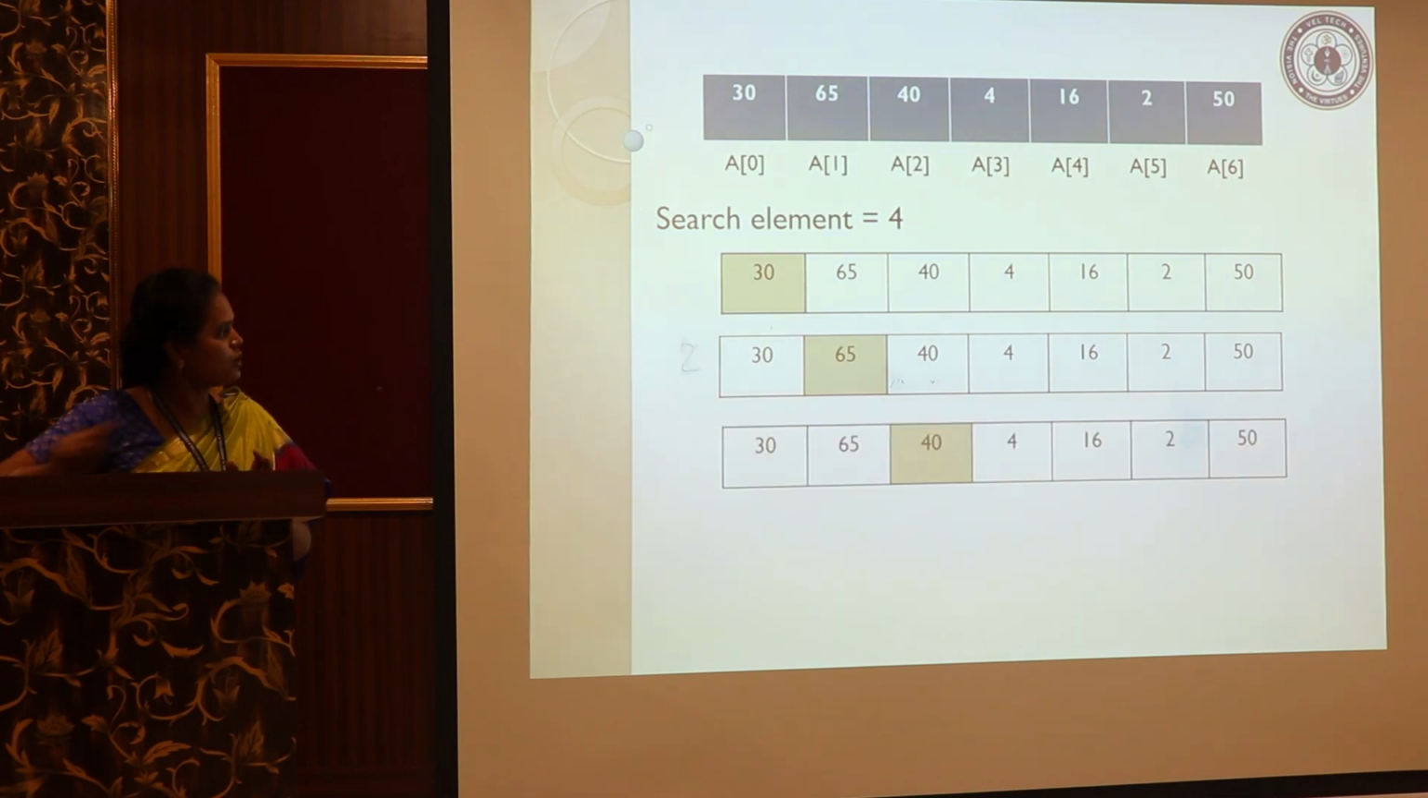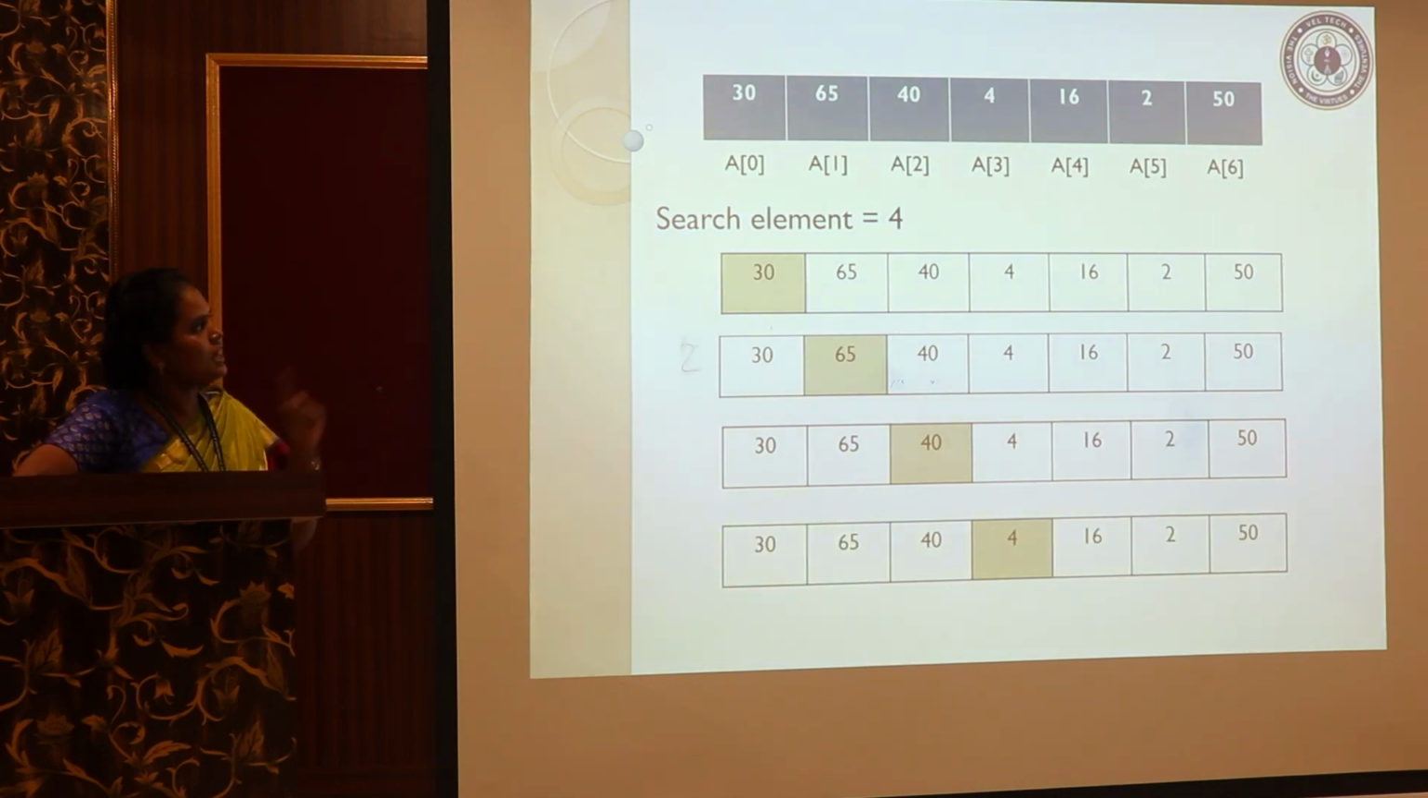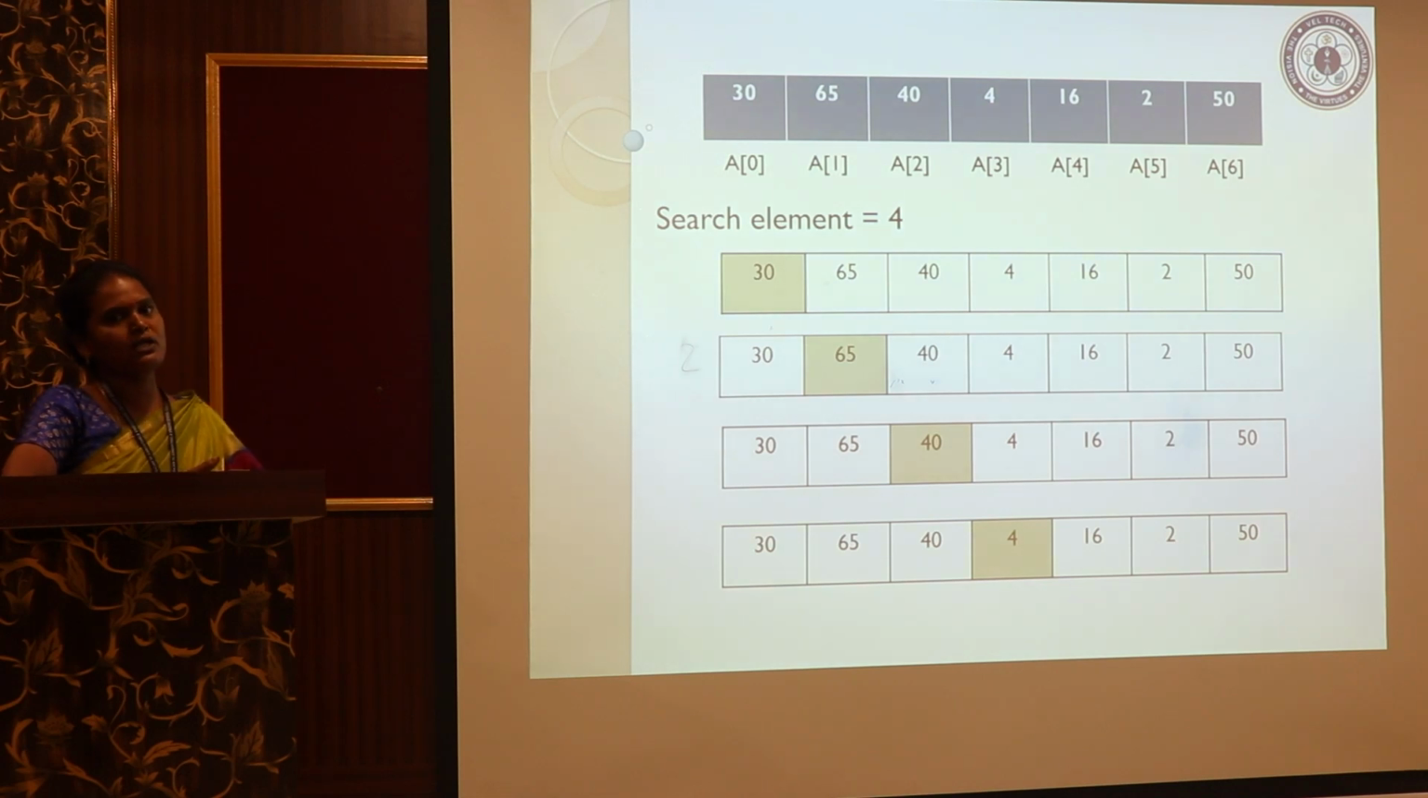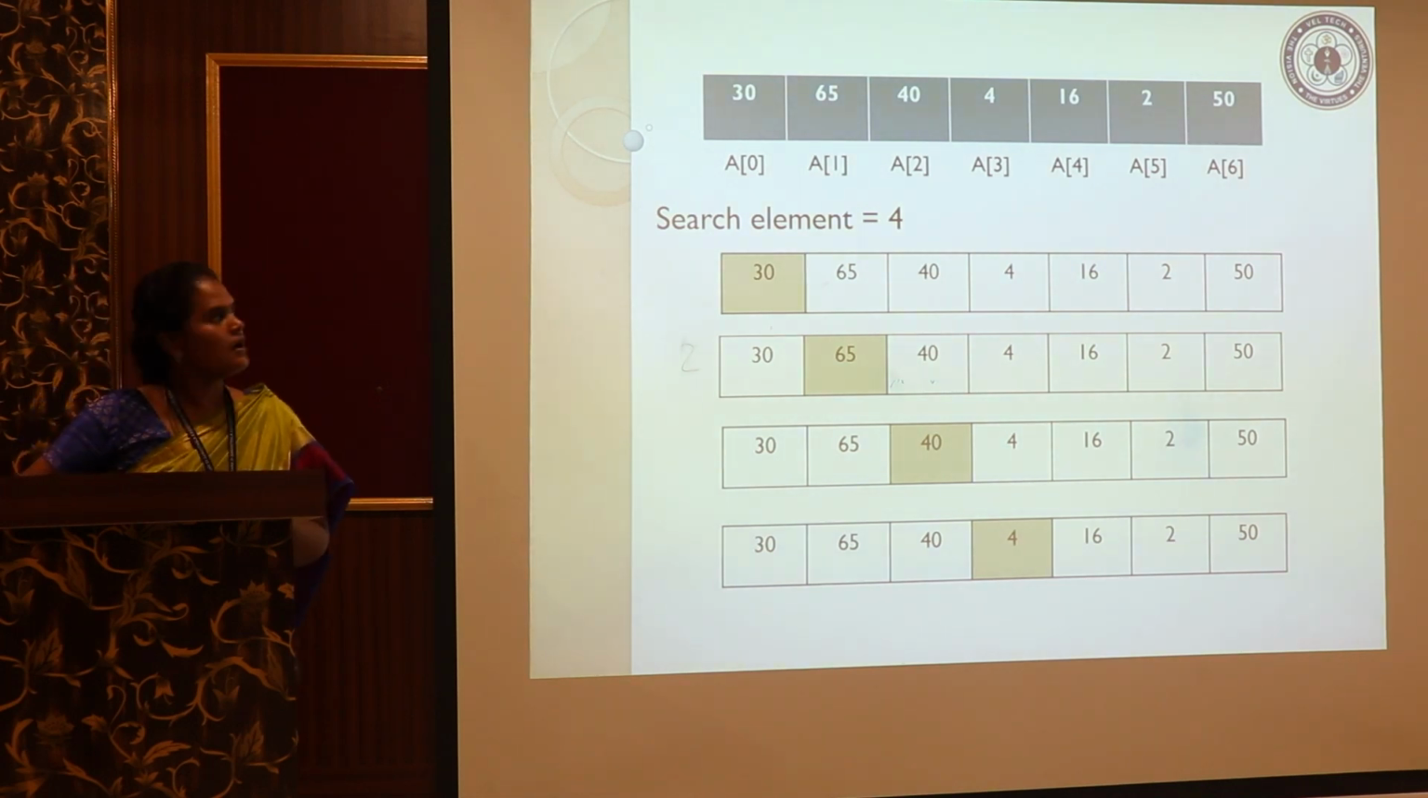So you have to move on to the next element. You have to check whether 40 has matched with 4. No, it didn't match. I move on to the next element, which is 4. Yes, the fourth element in the array has matched with the search element 4. So now you have to display that the search element has been found in position 4. So this is how you do the linear search.